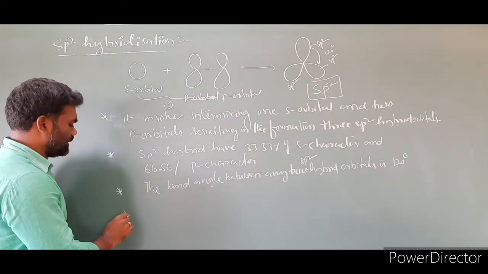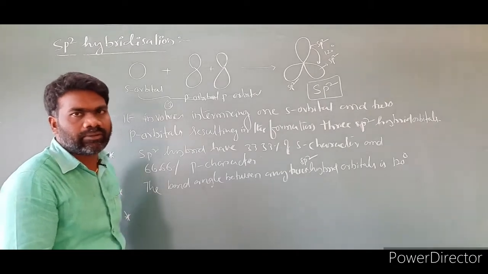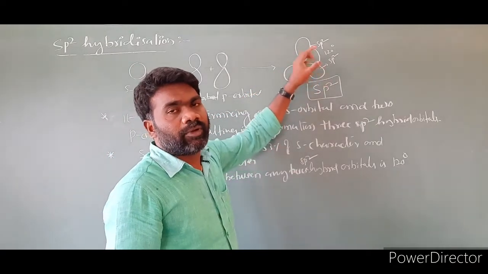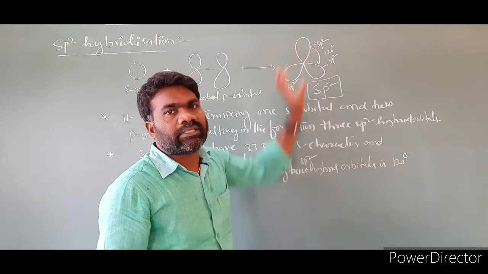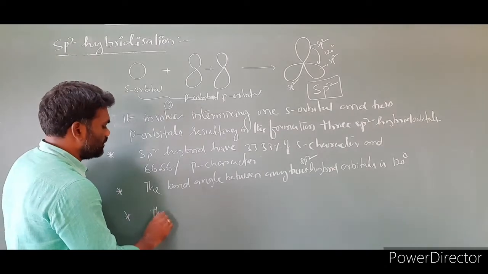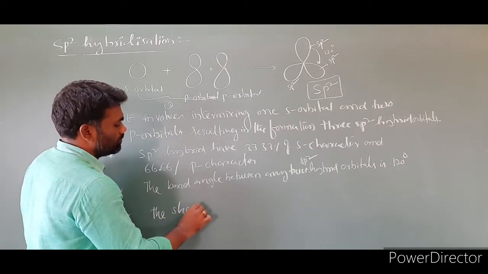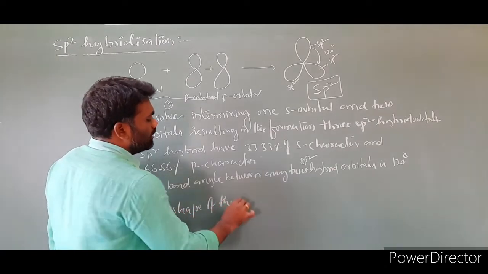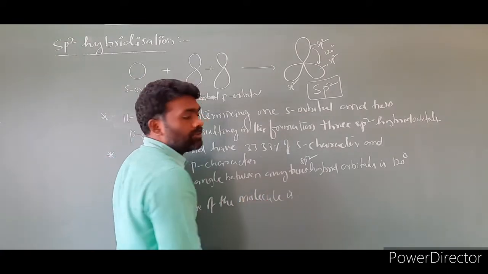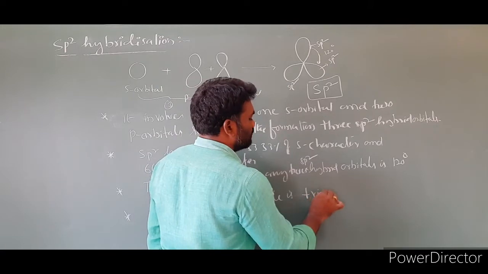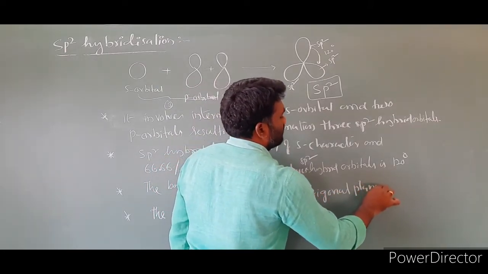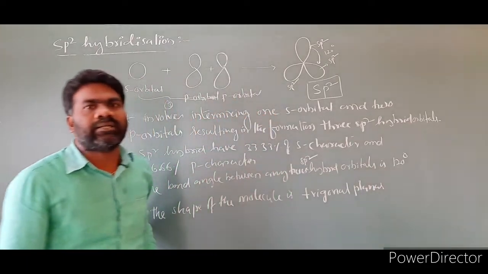Point number 4. What is the point number 4? Shape of the molecule. So this is a trigonal planar. If the molecule contains sp2 hybridization, the shape of the molecule is trigonal planar. The shape of the molecule is trigonal planar.